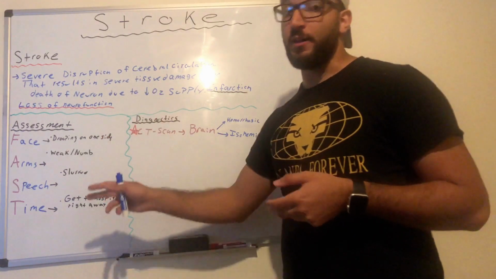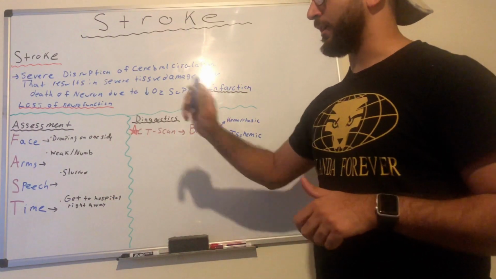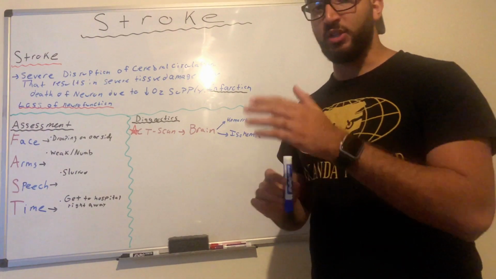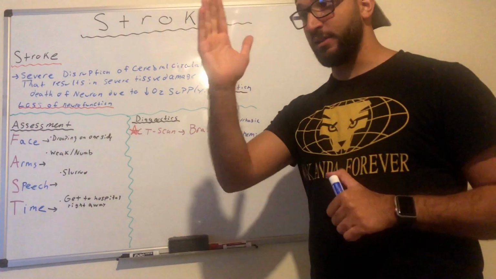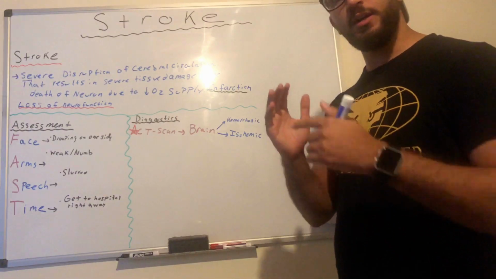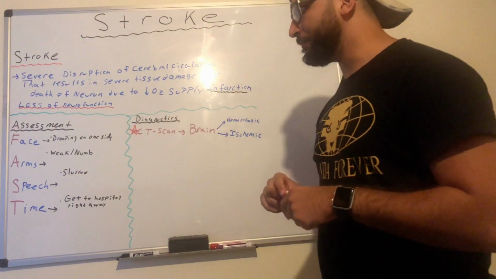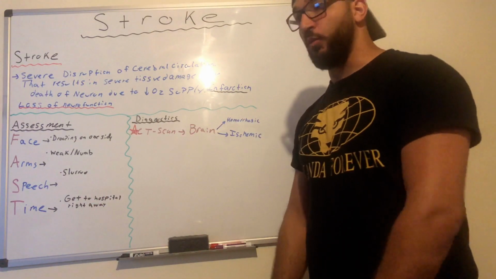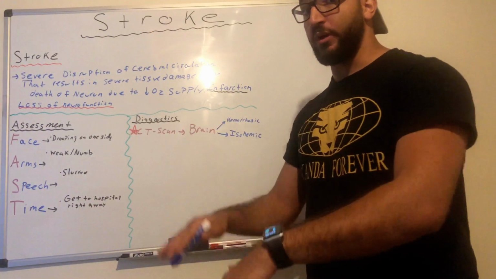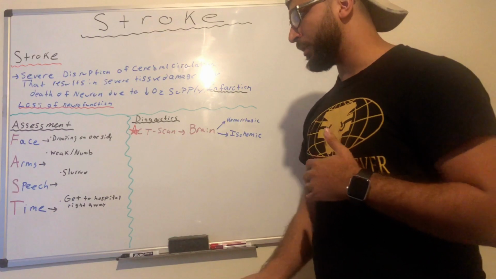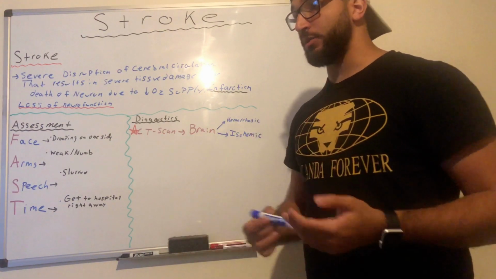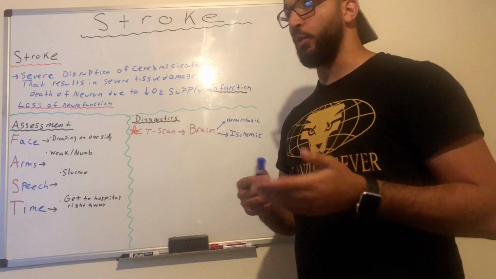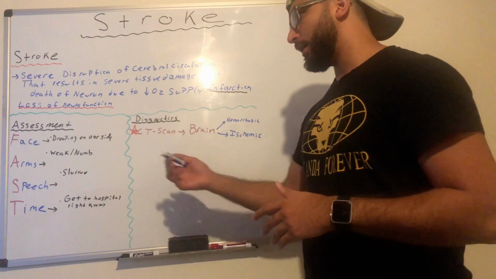FAST. The F stands for face. First thing you want to do is see if there's any drooping on one side. Is there facial symmetry? Is it symmetrical or not? Arms: you want to ask them to hold their arms out to see if one arm is weaker than the other, or if one arm is numb. Speech: you want to ask them to say a sentence like, I will walk my dog, for example.